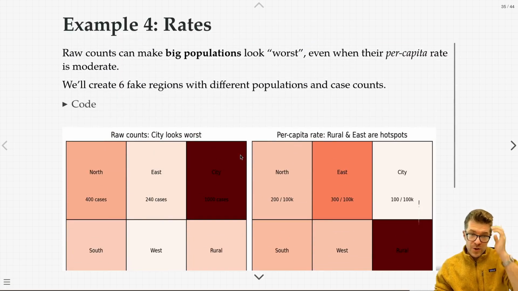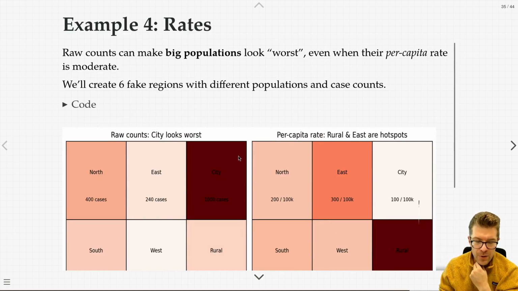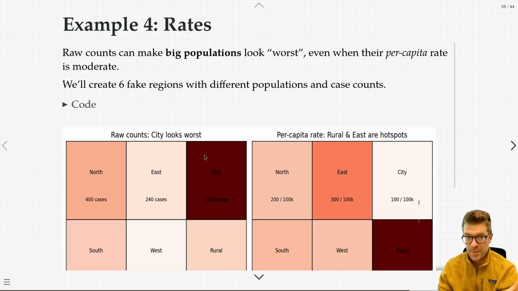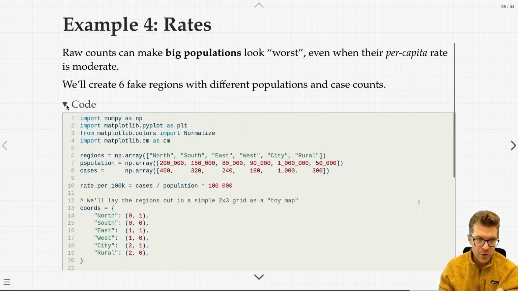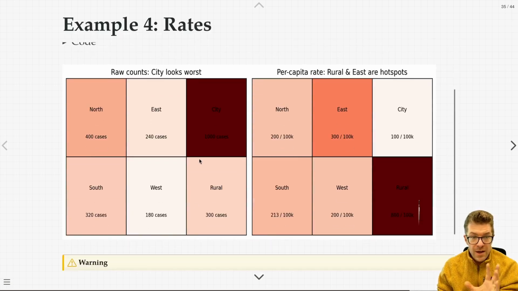And then rates. This goes back to the earlier thing we were talking about, or complaining about, I guess, with regards to absolute versus relative terms. Raw counts can make big populations look as if they're the worst, even if per capita they're actually maybe even the best, right? So here are 6 fake regions, north, south, east, west, city, and rural, in terms of case counts for some disease. In absolute terms, well, the city has 1,000 cases.